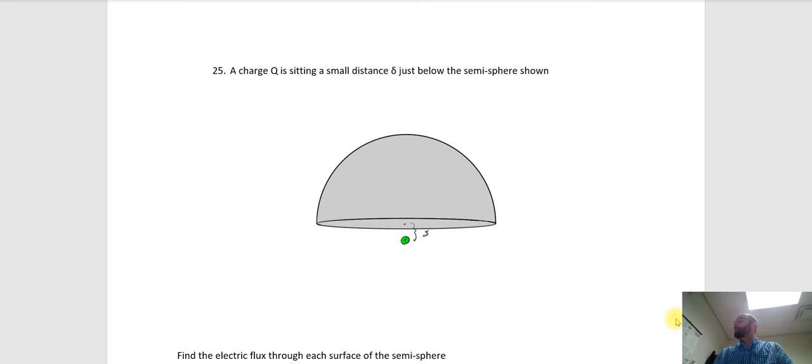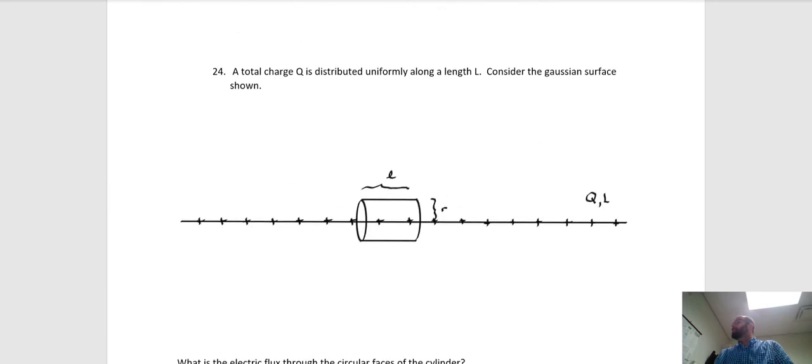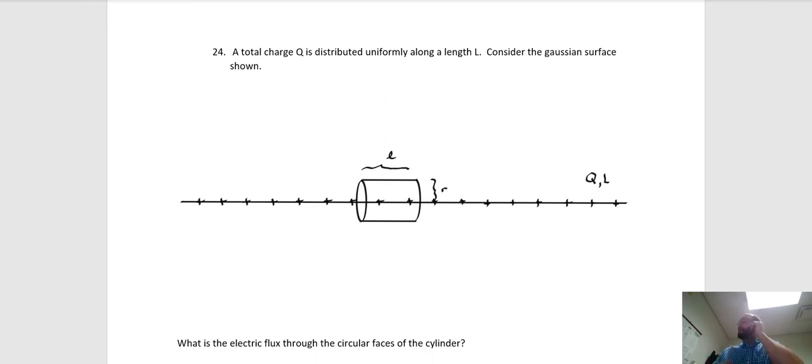I'm making this video here to help you out with numbers 24 and 25 in your homework over Gauss's law. So, all right, starting with number 24. Total charge Q distributed uniformly along length L, consider the Gaussian surface shown.